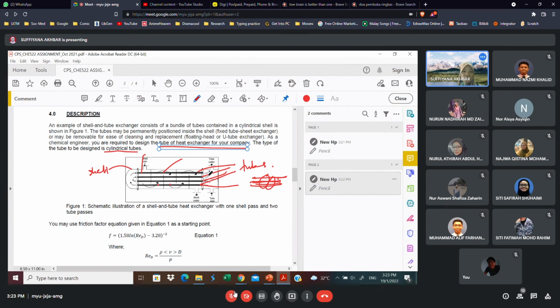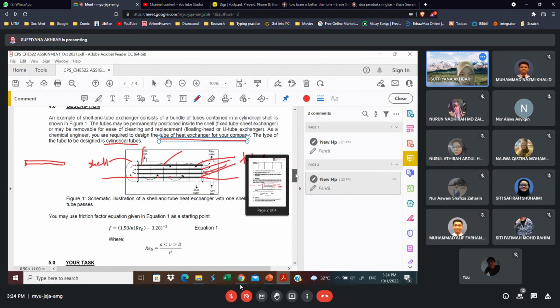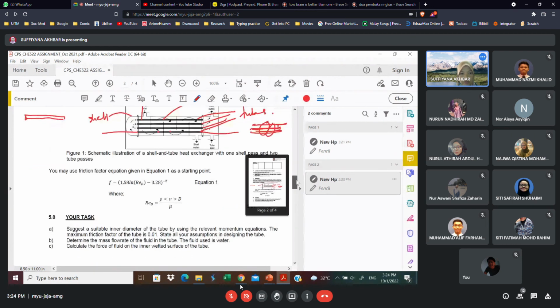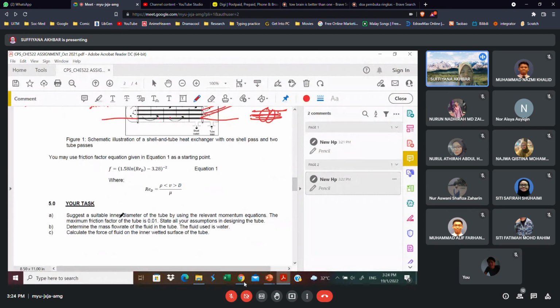Okay, so yang kita nak design apa? Yang tubes ni lah. Just one tube. So tube kita ni kita nak design. Soalan dia apa? Pertama dia kata suggest a suitable inner diameter of the tube by using relevant momentum equations. So the maximum friction factor of the tube is 0.01. So state all the assumption in design tube.